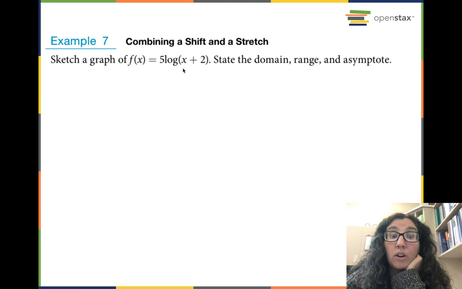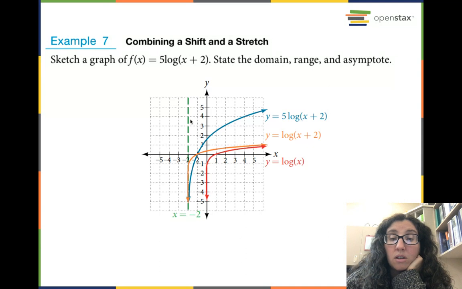All right, let's put them together. So we've got a shift to the left by 2 and a vertical stretch by 5. All right, so log base 5 of x is the red one. Okay, there's our original function. Sorry, let me start over. Vertical asymptote at the y-axis, x-intercept at 1, and key point at 5, 1.